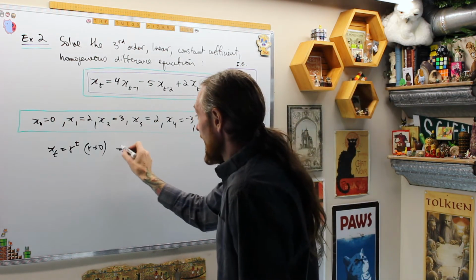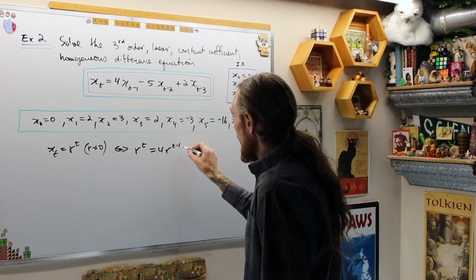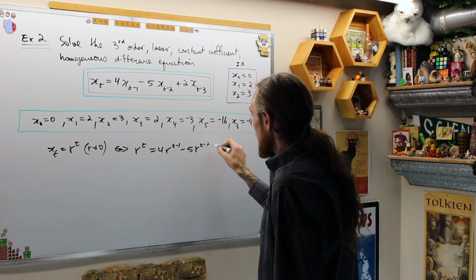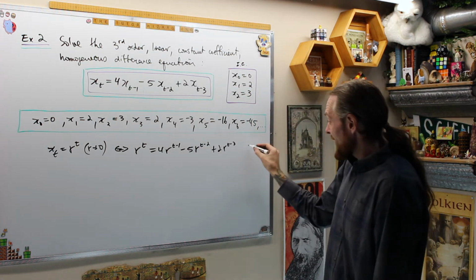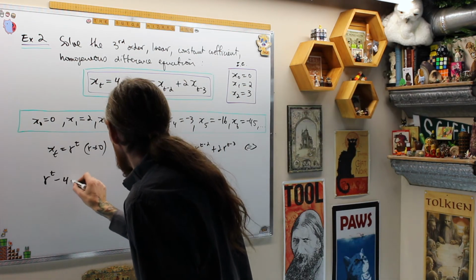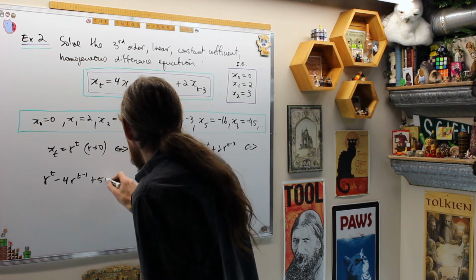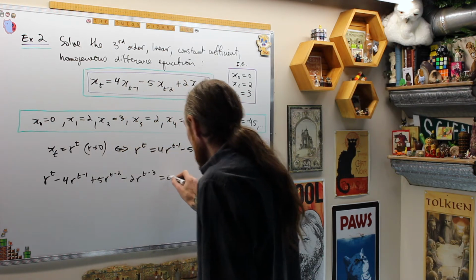That says we're going to get, if and only if, r to the t equals 4 r to the t minus 1, minus 5 r to the t minus 2, plus 2 r to the t minus 3. I bring everything to one side. If and only if I get r to the t minus 4 r to the t minus 1 plus 5 r to the t minus 2 minus 2 r to the t minus 3 equals 0.